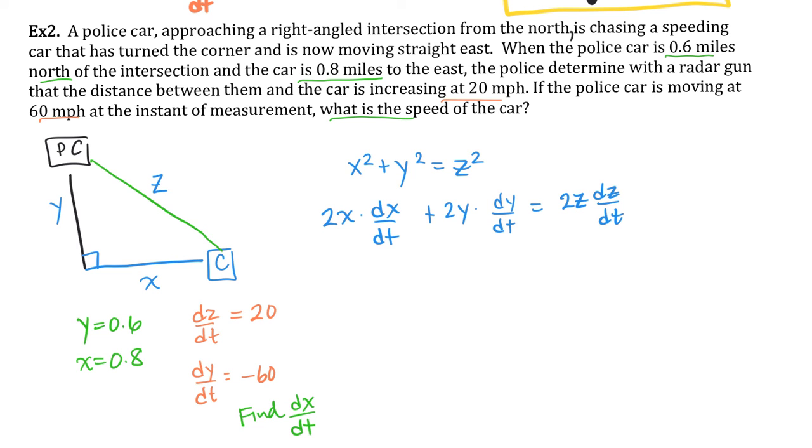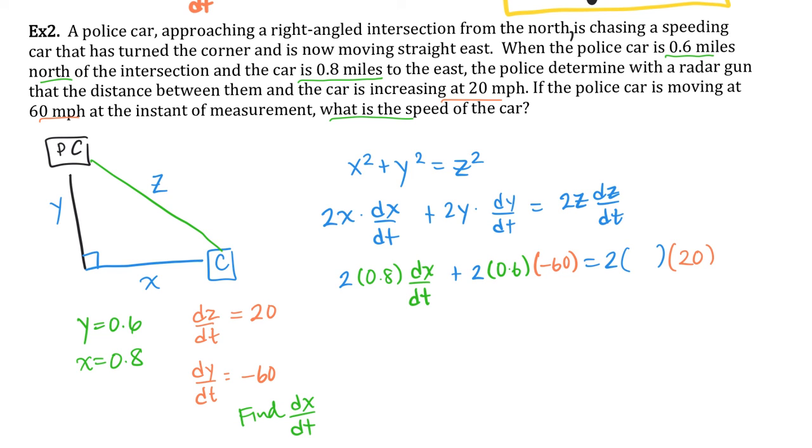So 2 times the x I'm evaluating this at, which is 0.8, times dx/dt. I'm trying to find dx/dt, so let's keep it dx/dt. Plus 2 times the y, which is 0.6 when I'm evaluating the rate, times dy/dt, which is negative 60. Equals 2 times z. Uh-oh, I don't have z. Let me figure out what z is in a second. Do I have dz/dt? dz/dt is 20. So I do need the z value.